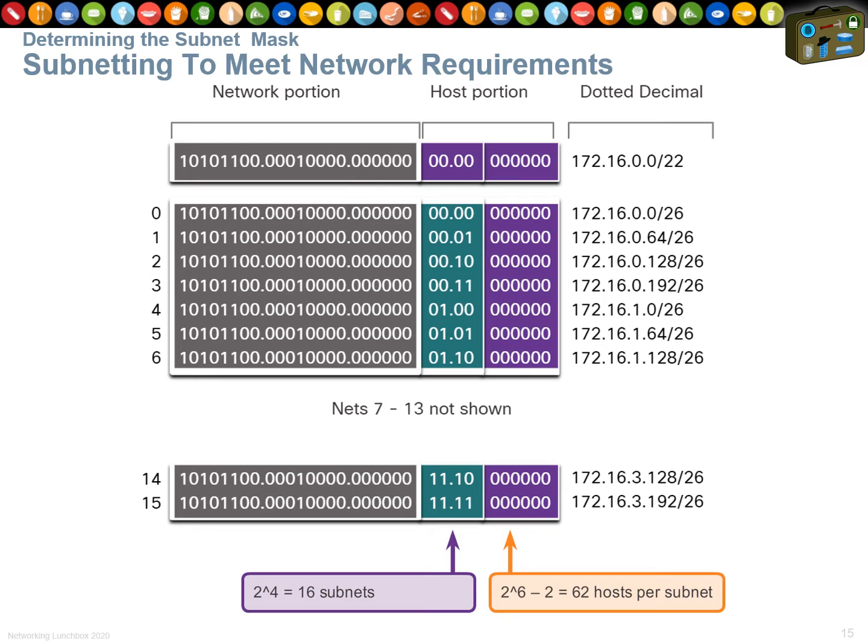So notice here we've borrowed 4 bits, so 2 to the power of 4 is 16. We've got 16 possible subnets, and we've got 6 bits left over. So 2 to the power of 6 minus 2 is 62. So that gives us 62 hosts per subnet.